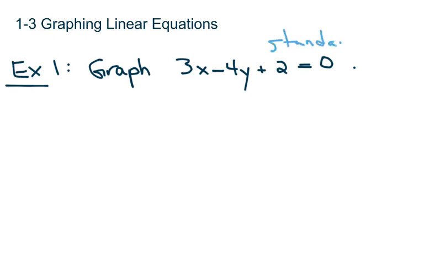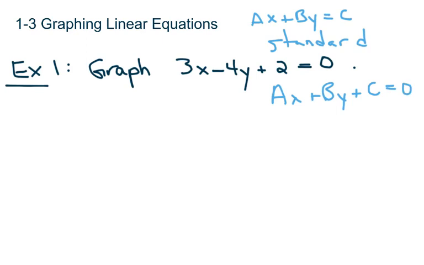Standard form, depending on what textbook you're using, is often written as ax plus by equals c, or sometimes it's written as ax plus by plus c equals 0. Either way, standard form is a linear equation where your input and output, x and y, are both on the same side of the equal sign. So first, we're going to go back to slope-intercept form. Slope-intercept form was y equals mx plus b.